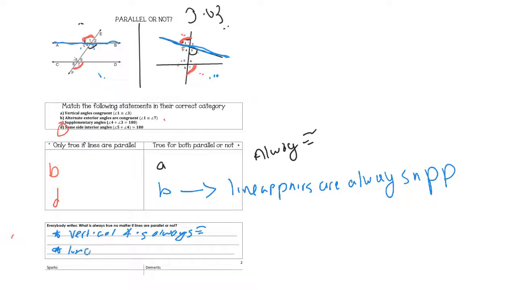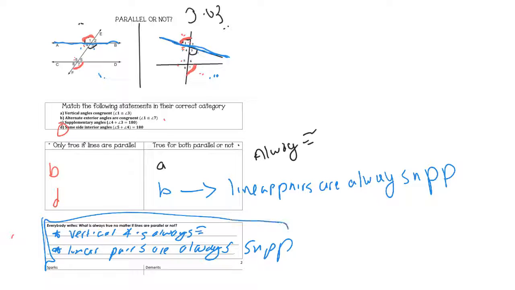And linear pairs are always supplementary. So if I have parallel lines, then I know alternate exterior are equal or corresponding are equal. But if I don't have parallel lines, the only thing I know is these two. Let's look at some examples on the next page.